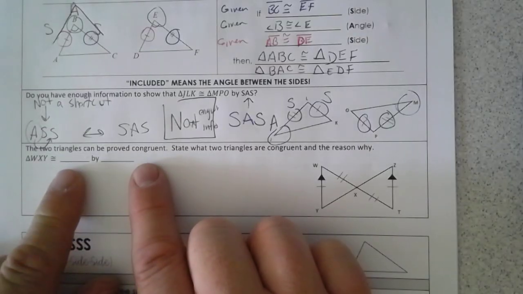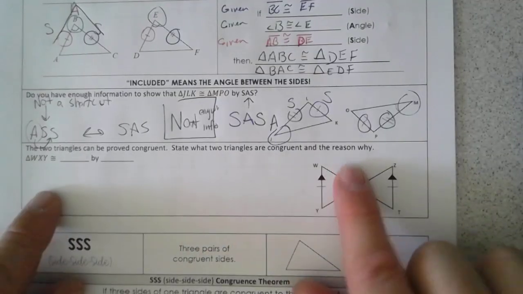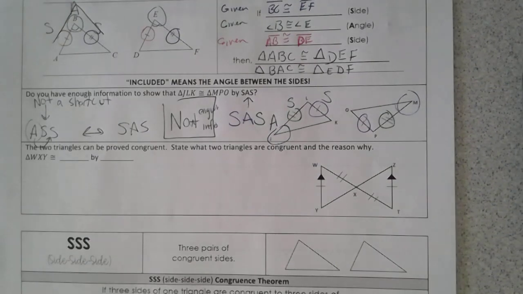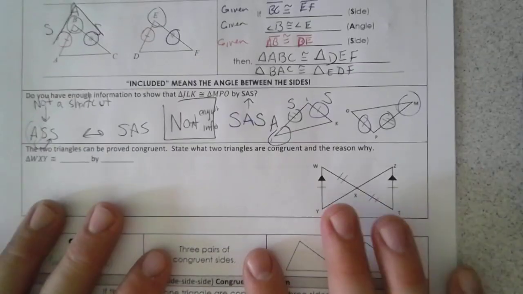Here's what I want to do. This next problem says the triangles can be proved congruent. State which two triangles are congruent and the reason why. Before we start this problem, we need to think about everything that we've covered in math class. One of the things that makes the proofs difficult that we're going to move to here, we did them already with algebra, but we're going to start doing them with triangles in the next couple days.